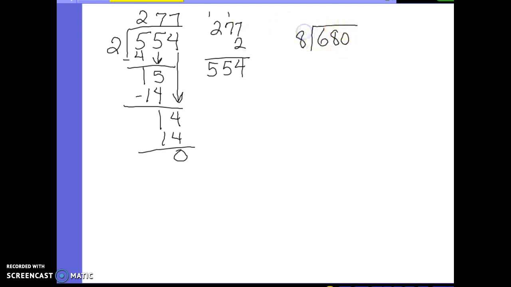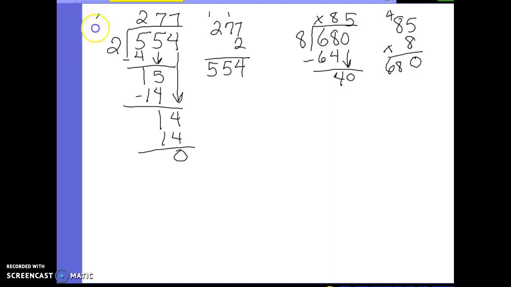680 divided by 8. How many 8s in 6? 0. How many 8s in 68? 8, and that is 64. I'm going to subtract. I'm going to get a 4, and I'm going to bring down my 0. And how many 8s in 40? 5. So if I go over here and I multiply 85 times 8, 8 times 5 is 40. 8 times 8 is 64, plus 4 is 680. So this is number 6, right? And this is number 7.